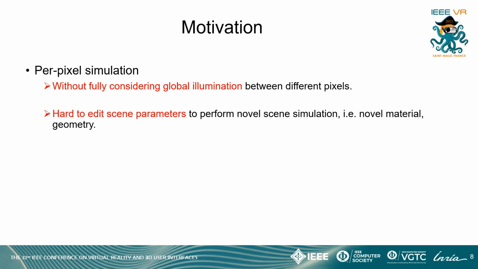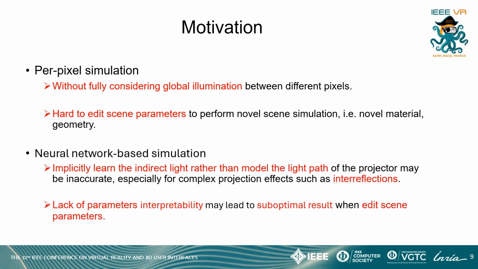On the other hand, for neural network-based simulation methods, using a neural network to implicitly learn the projector's indirect light may be inaccurate, especially for complex projection effects like interreflections. Additionally, relying on neural network parameters to implicitly represent scene parameters may lead to suboptimal results when trying to edit them.